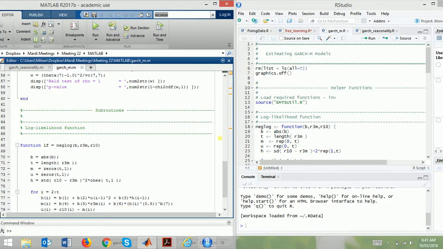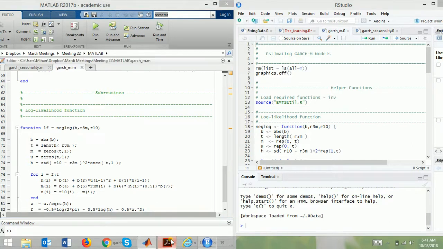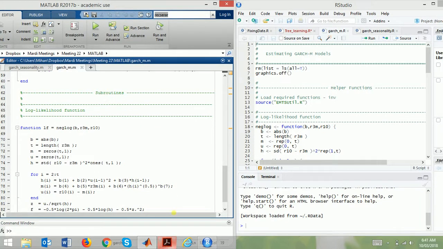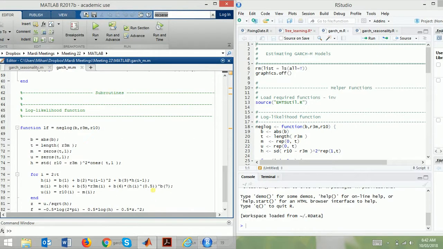So obviously, starting with the log likelihood function, what do we have? We have beta, which will have gamma naught, gamma 1, all of them actually. There are basically 7 betas, right? So what are the betas? Gamma naught, gamma 1, alpha naught, alpha 1, 1, 2, 3, 4, 5, 6, epsilon, beta 1, 7 is probably mu, or V, probably V. So let's see. Then R3M and R10, all of them we want to estimate, 3 month and 10 year.